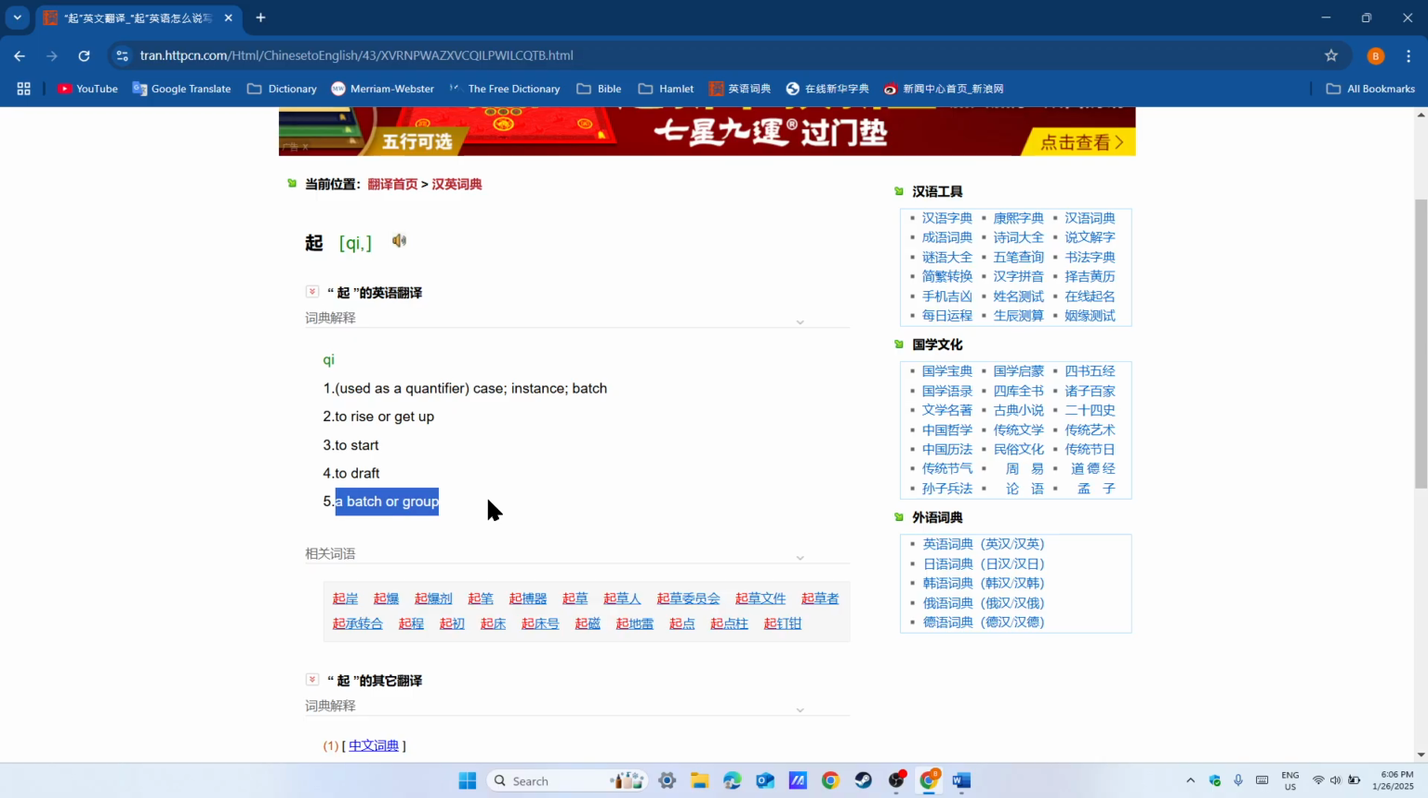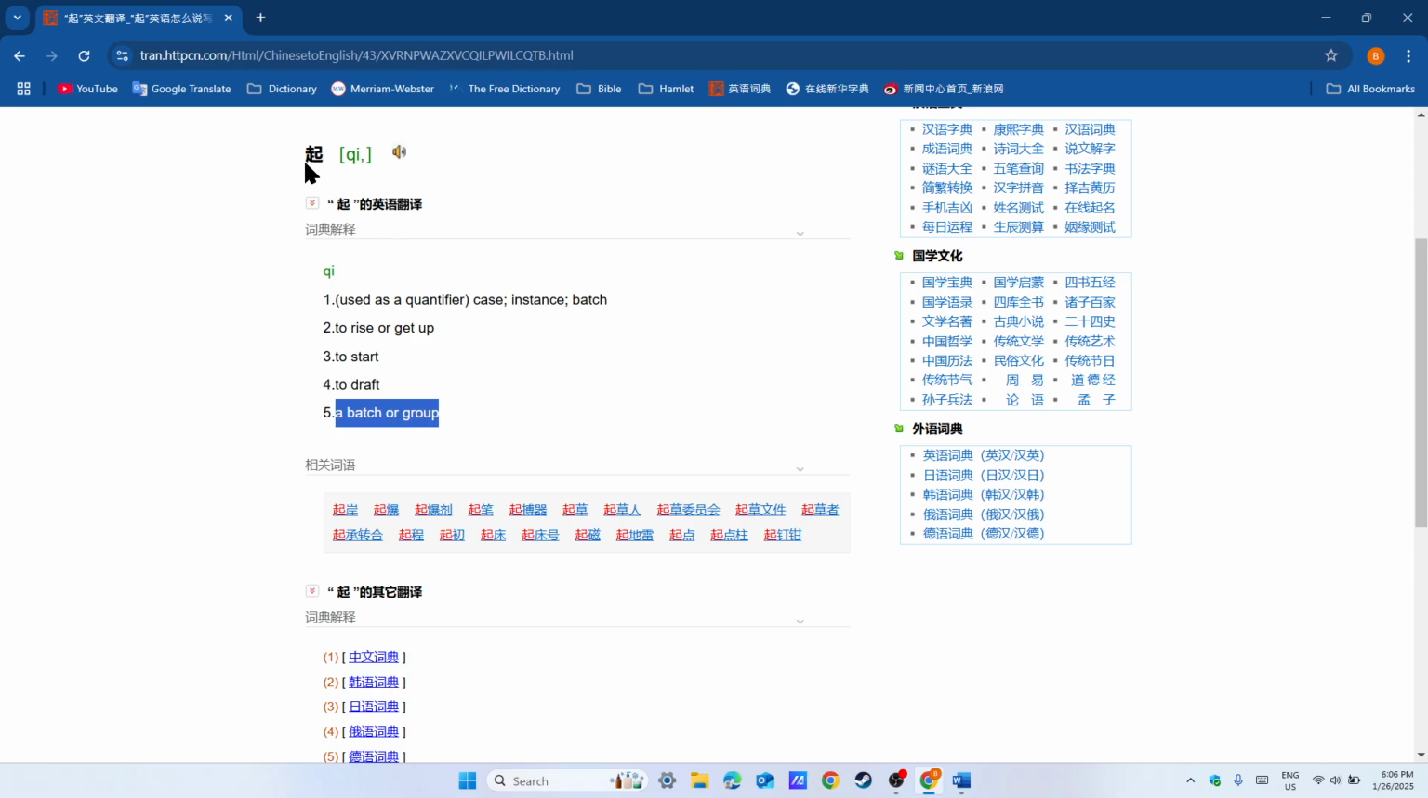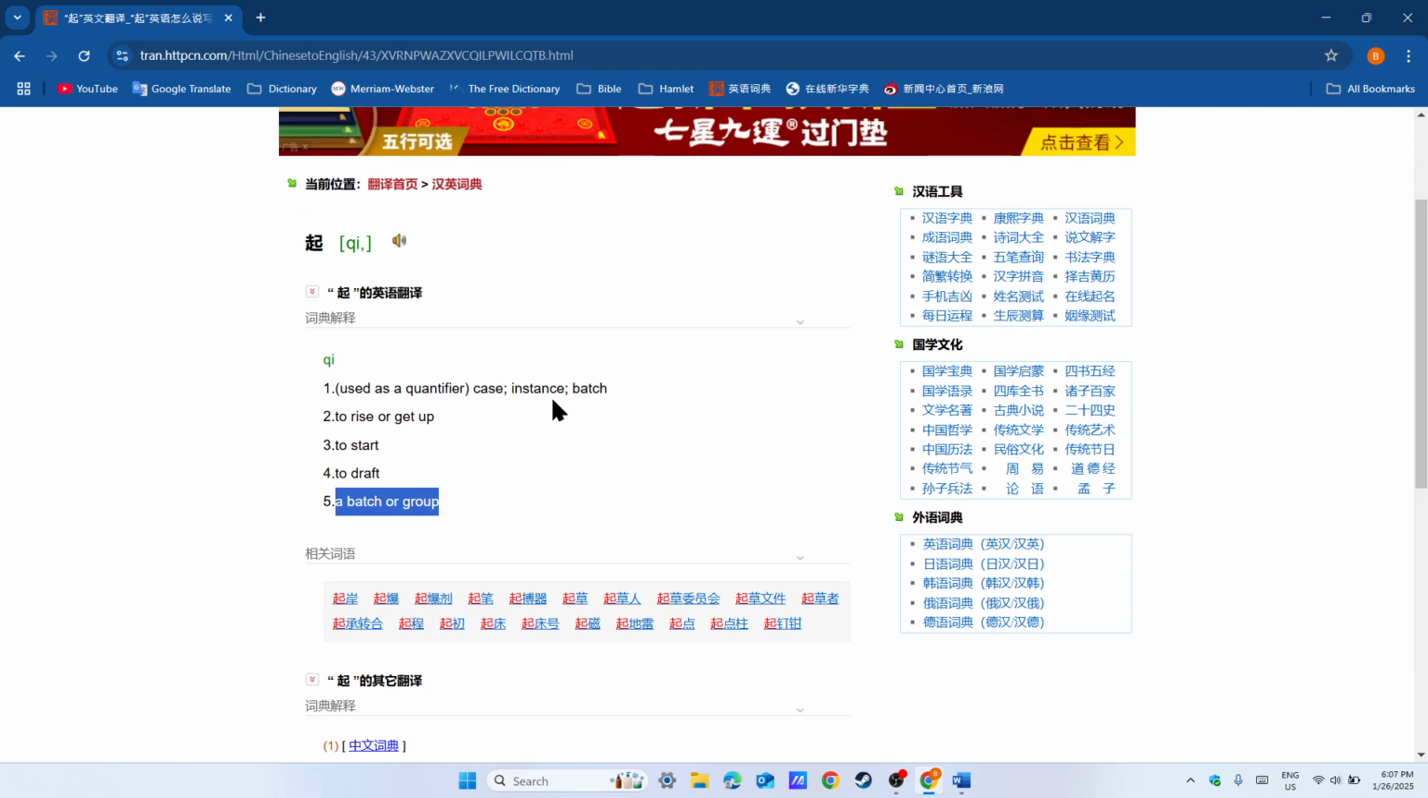Now I have to point out this is not correct. Honestly speaking, I don't know who gave these out in an online dictionary. Honestly speaking, this is qi. It's hard to mean, it's not likely to mean a batch or group. It's not correct. When qi is combined with other words, as far as I know, there are no phrases which can mean a group.